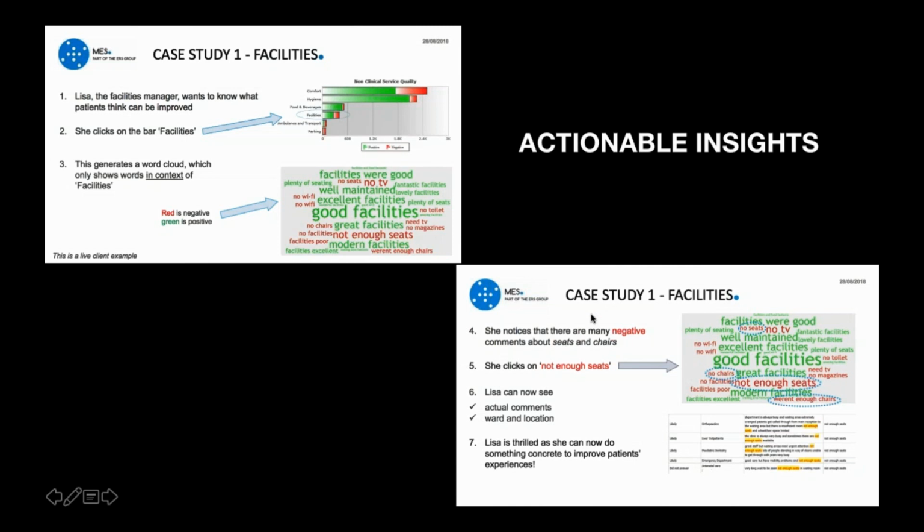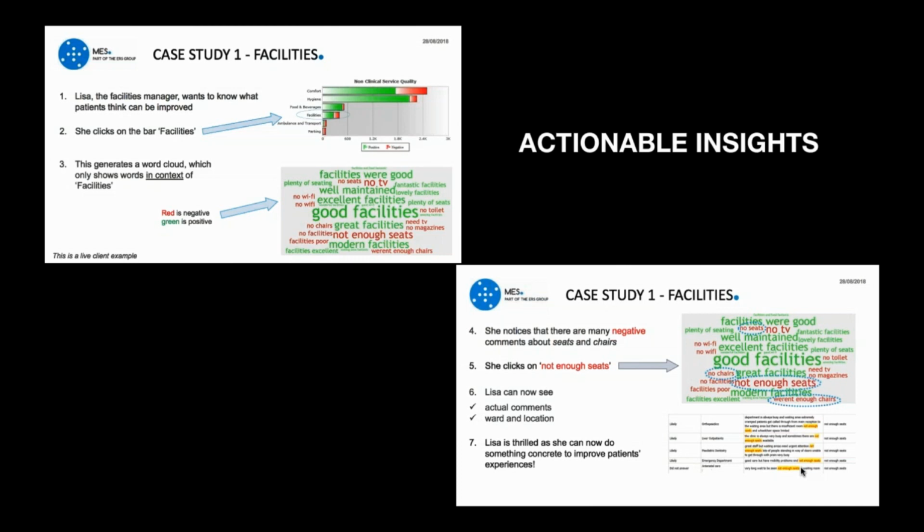So Lisa, as a facilities manager, then clicks on not enough seats, and that then drills down into the actual comments that have come from the wards. As you can see, it's coming from either orthopedics or liver or pediatric dentistry or so on. And so when Lisa has a very finite amount of time, energy, and budget, she can focus her spend on very specific areas or specific units to improve experience.